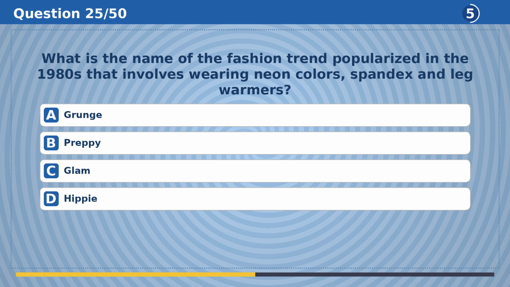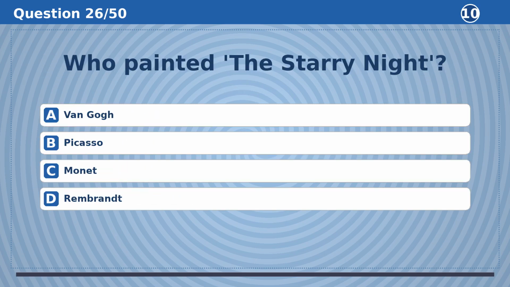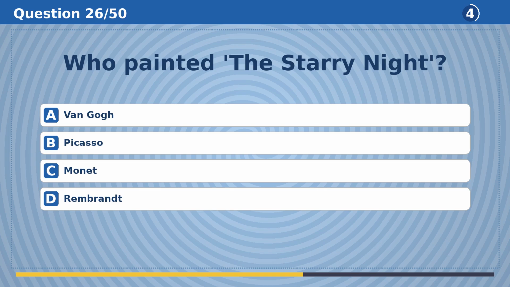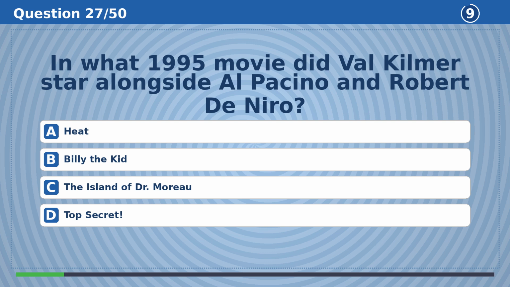What is the name of the fashion trend popularized in the 1980s that involves wearing neon colors, spandex, and leg warmers? The answer is C, glam. Who painted The Starry Night? The answer is A, Van Gogh.